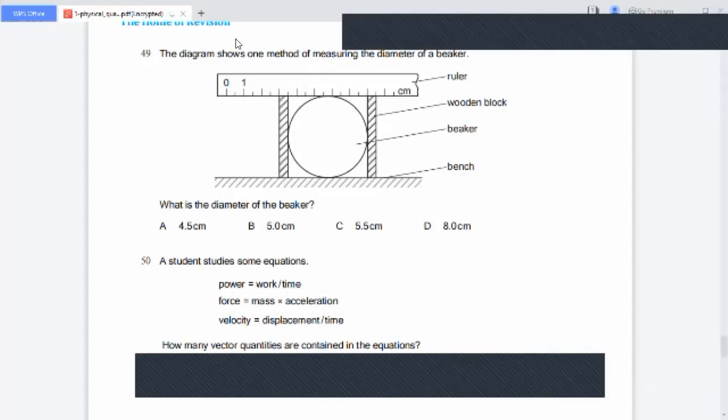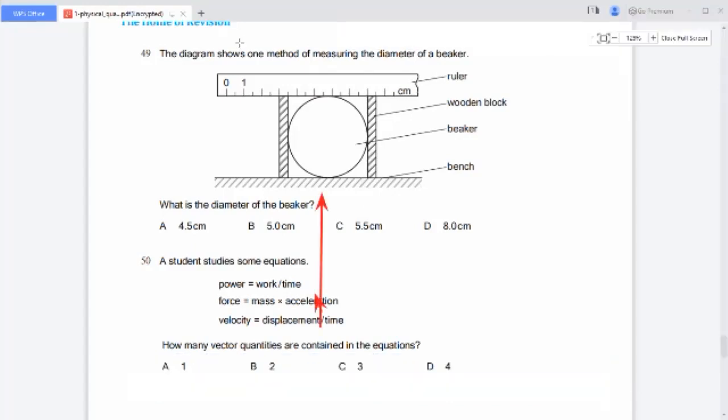So in number 49, it says calculate the diameter. The diagram shows one method of measuring the diameter of a beaker. So the diameter is actually from here till here, so we need to find the length from here till here, and in between them the length would be somewhere like this. This would be the diameter.